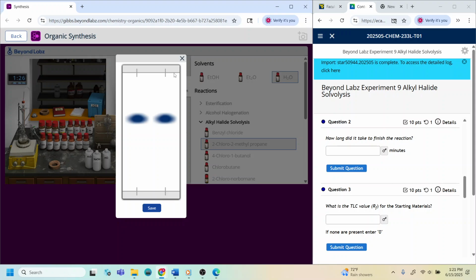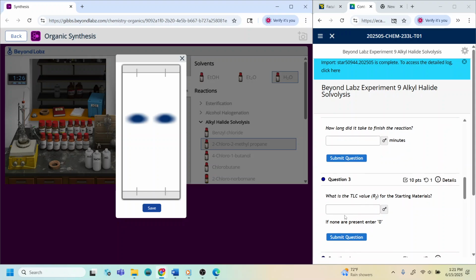Your value for the RF is always less than 1. It cannot be more than 1. It doesn't matter what units you use. You can use millimeters, you can use centimeters. It's really up to you because the units are going to cancel out. But whatever value you get, it needs to be less than 1. So this is going to be our reactant in this case.